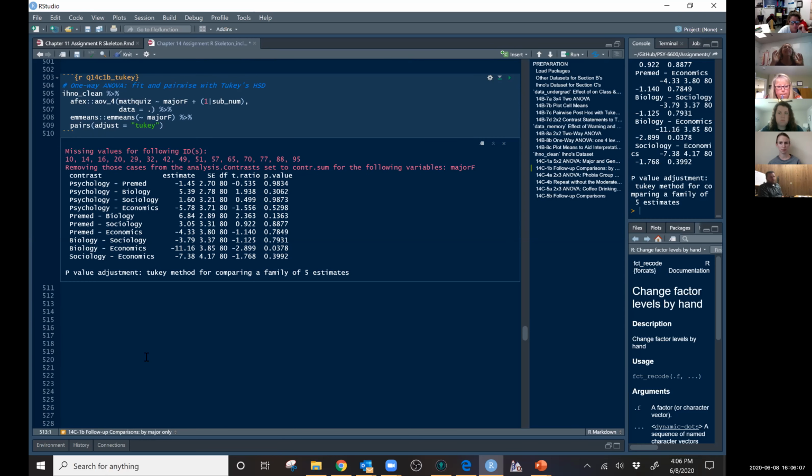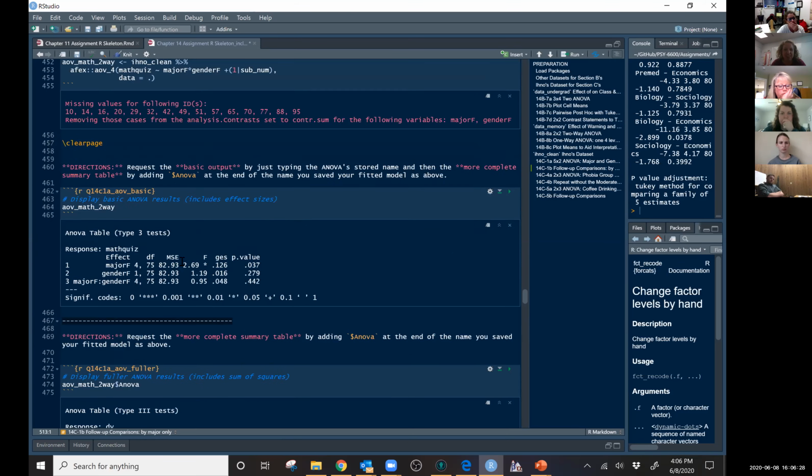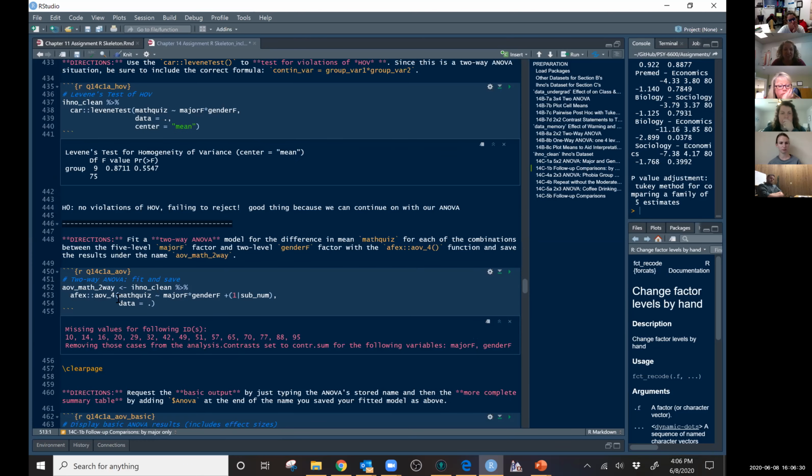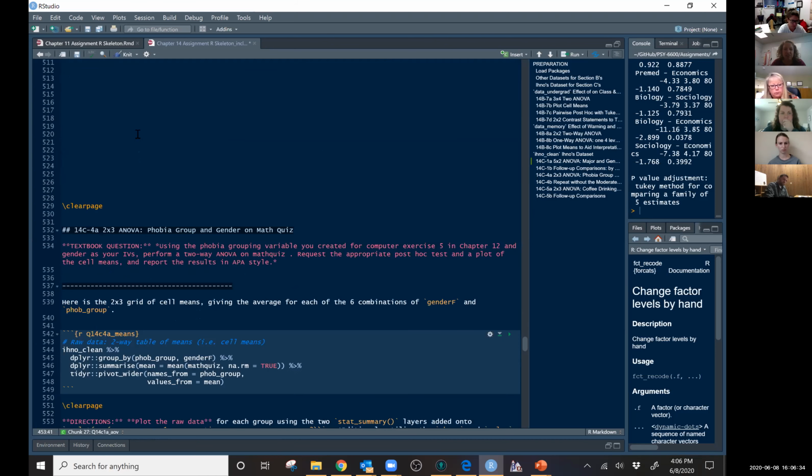But what we need to include is everything that would allow someone who had your data set dropped in their lap to be able to reproduce your results. So let's start out by saying, what did we do? What are we looking at? What are our variables? What are the research questions? What did we start off with? 85 students, the 85 math quiz.